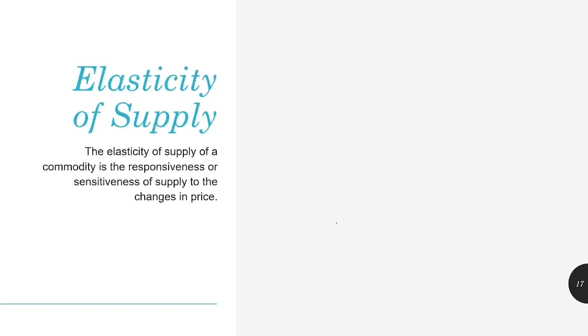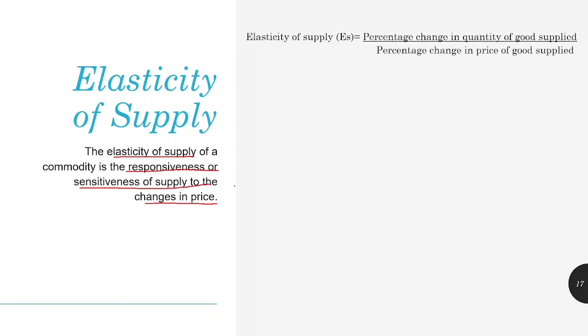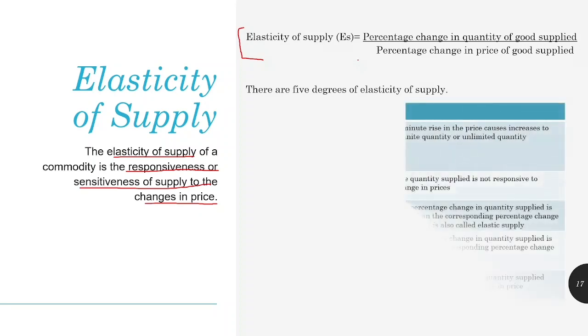Now elasticity of supply. It is similar to elasticity of demand as we discussed in the former parts of the video. So elasticity of supply of a commodity is the responsiveness or sensitiveness of supply to change in prices. The formula is percentage change in the quantity of goods supplied divided by percentage change in price of goods supplied. Okay. So there are 5 degrees of elasticity of supply.